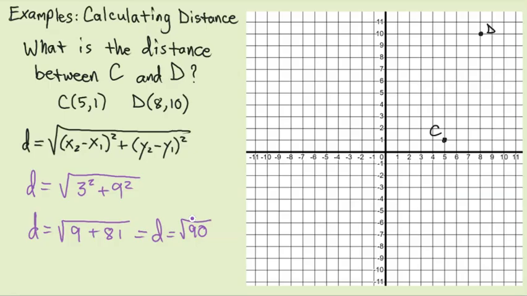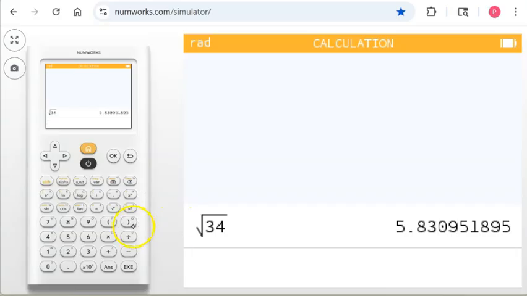Some calculators do the square root with parentheses. Some of them do the square root without parentheses. And it can be very confusing for students. So when you get down to all you have is the square root of 90, now we can just go to the calculator and key in square root of 90. So let's go over to the NumWorks calculator and we'll key in, there's the square root button, 90.